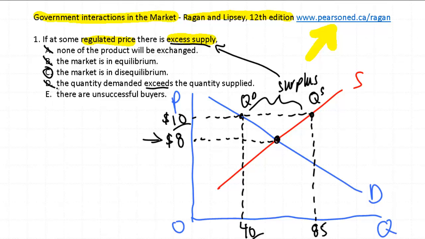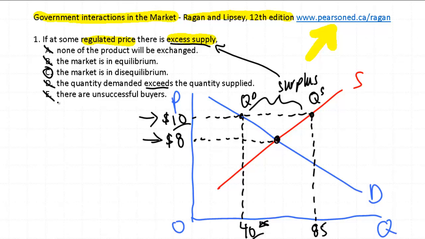In this case, the price that the government forced in the market is $10, and the amount that's bought is 40. So there's nobody left saying, "Hey, I've got $10. Where's the rest of the product? It ran out." This is not the case. Everybody that wants to buy at $10 will be able to buy, and in this case here, our number that we use is 40. Okay, so E is wrong as well.